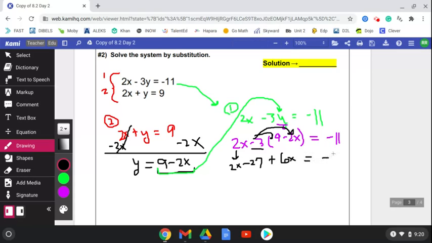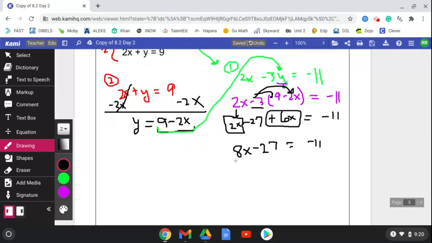Bring the equal sign down. You got negative 11 on the right side. Next step is to combine like terms. You have a 2x and a positive 6x. 2x and 6x is 8x. Bring the minus 27 down. Bring the equal sign down. Bring the negative 11 down.